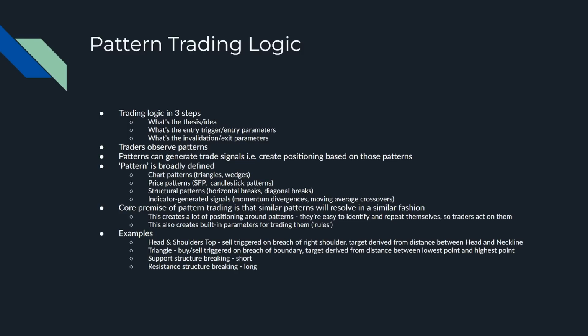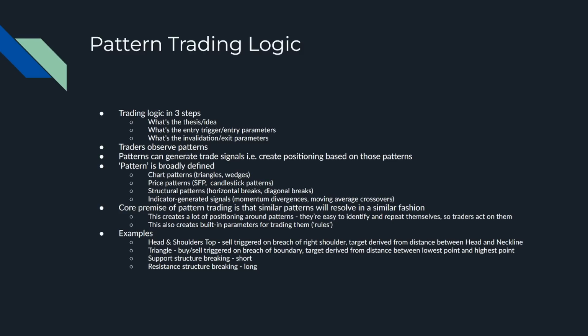The first is, what's the thesis or idea? Sort of, what do I think the market is going to do? Usually this is directional, but not necessarily. The second one is, once you have an idea for the market or a thesis, what are the entry parameters for that thesis, or the entry trigger? What is the mechanism by which you actually take that idea and put it into action and decide to actually put some risk on the trade? And then the third one is regarding invalidation, stop loss, risk management, whatever. Those are the exit parameters for that trade, or where is this idea wrong?